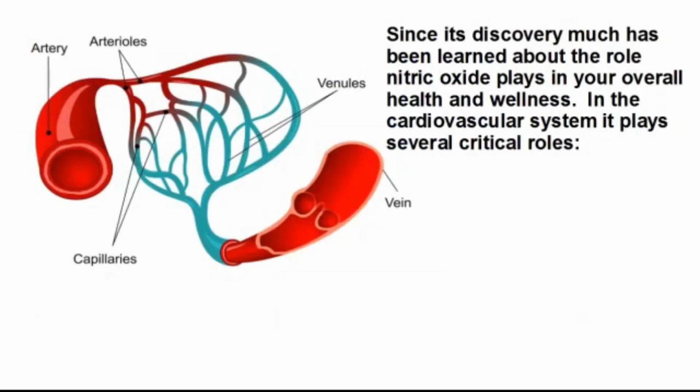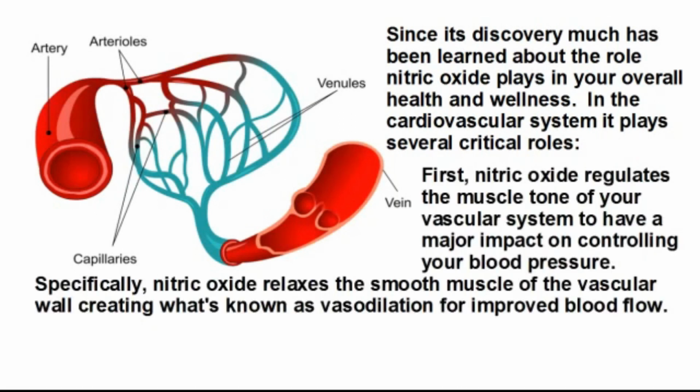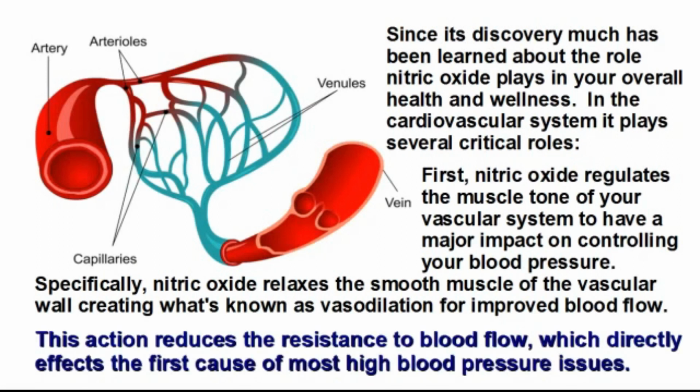Since its discovery, much has been learned about the role nitric oxide plays in your overall health and wellness. In the cardiovascular system, it plays several critical roles. First, nitric oxide regulates the muscle tone of your vascular system to have a major impact on controlling your blood pressure. Specifically, nitric oxide relaxes the smooth muscle of the vascular wall, creating what's known as vasodilation for improved blood flow. This action reduces the resistance to blood flow, which directly affects the first cause of most high blood pressure issues.